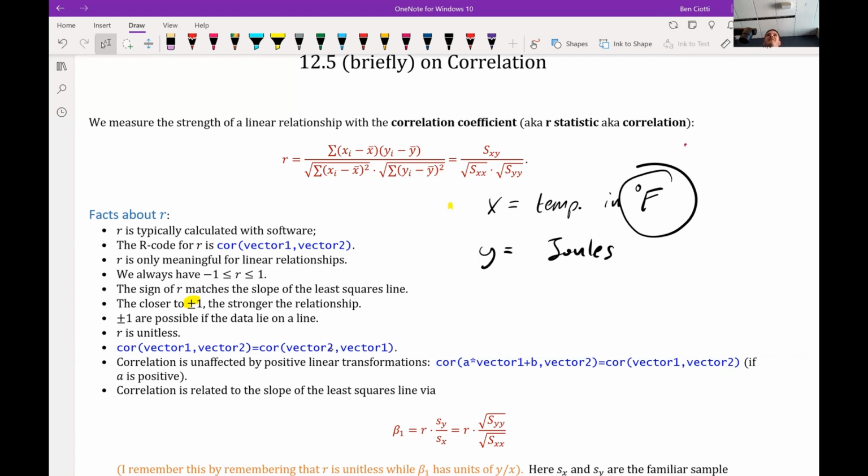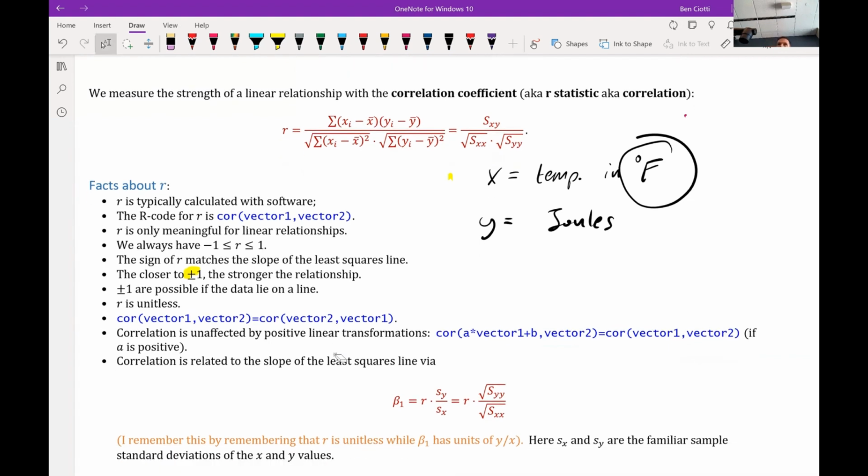Yeah, it would not be affected. So you can change your units and the correlation's unaffected. All right, so that's really useful. R is unitless. It doesn't depend on the units of your data. And it's related to the slope of the regression line beta 1 via the following equation.